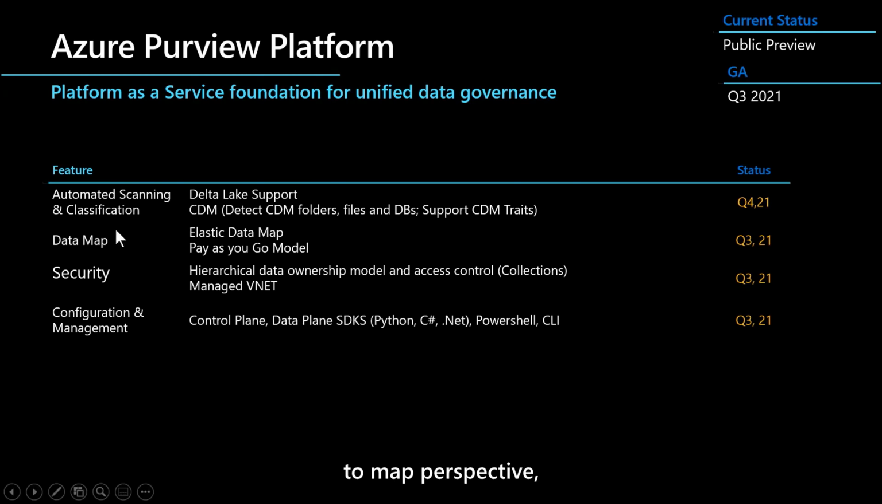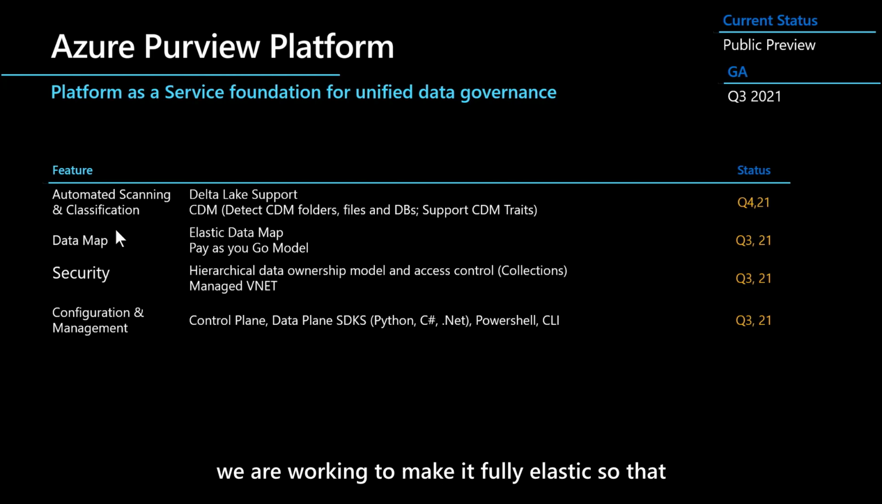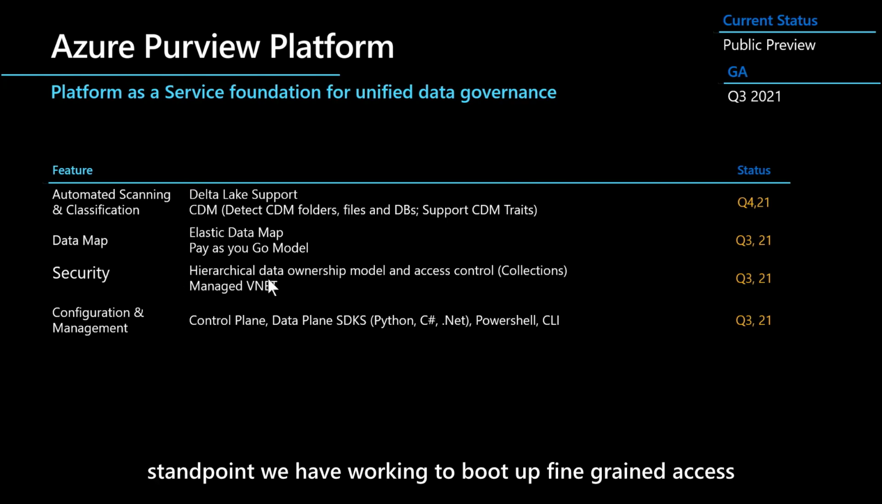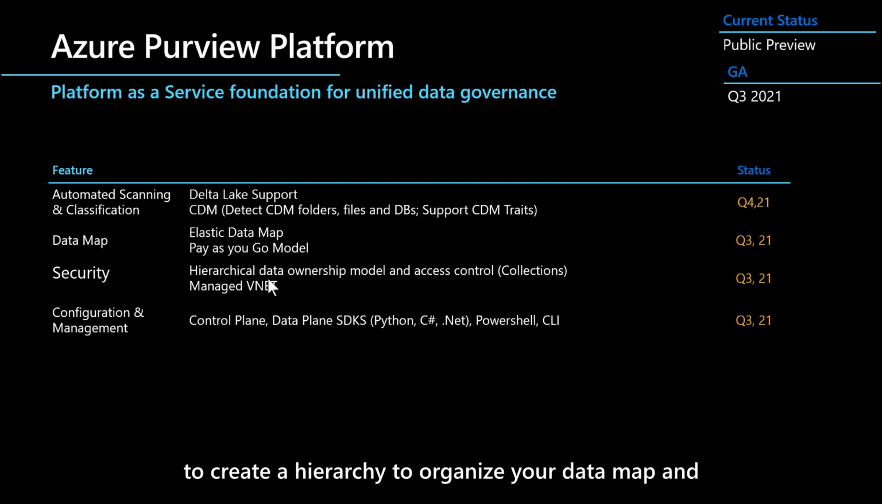From a Purview data map perspective, we are working to make it fully elastic so that we can start from one capacity unit, and a capacity unit is a combination of metadata storage and API calls. And we'll start from one, and if you need more, we'll scale up, and if you don't need it, we'll scale down. So it's going to be a fully pay-as-you-go model that we are working to enable. From a security standpoint, we are working to boot up fine-grained access control. So you saw the collections which you can use to create a hierarchy to organize your data map.